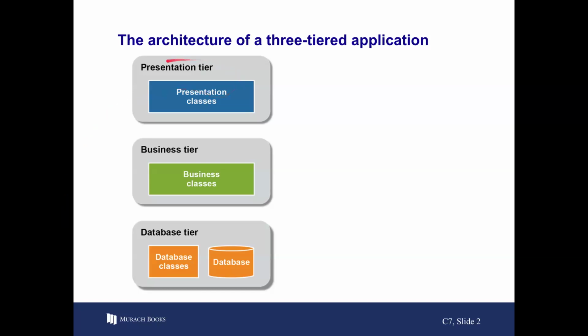Typically, we talk about a three-tier application. We typically have a presentation class. In our example, these are the menus that we're writing, the main menu, the submenus, the options to allow the user to enter data, and the reports that we print out. So the presentation class is really how we interact with the user.